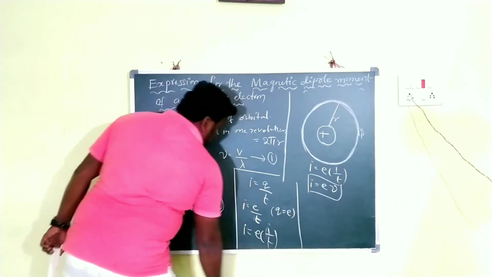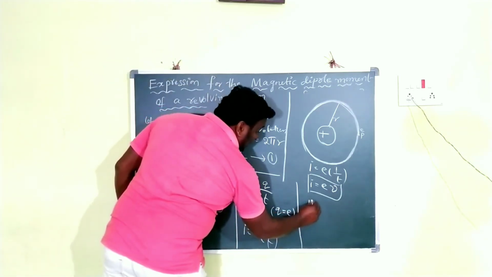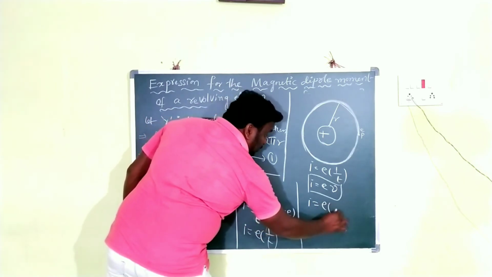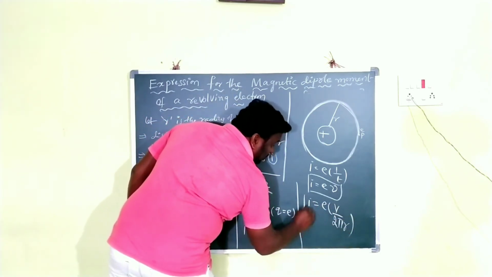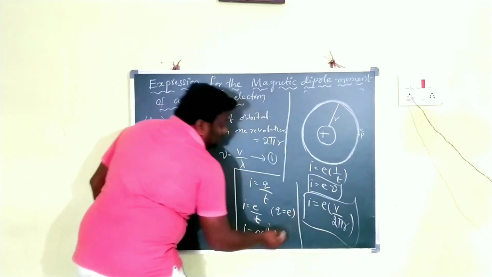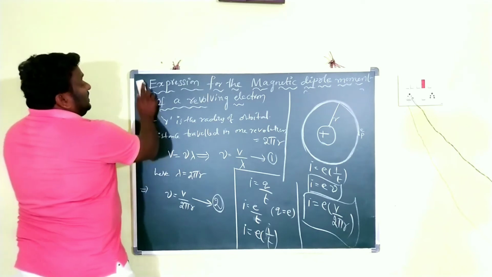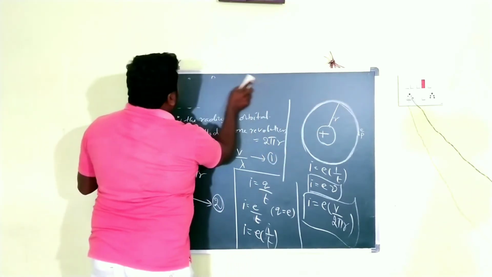Already from equation number 2, we have the expression for frequency. Then what is, children? I is equals to E into V by 2 pi r. This is the expression for the amount of current in the circular orbital. Clear, children? So then here what do I take?